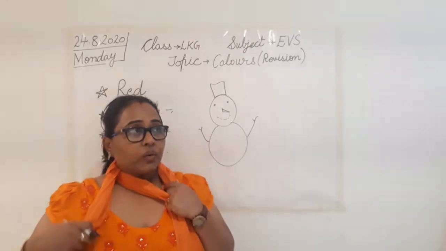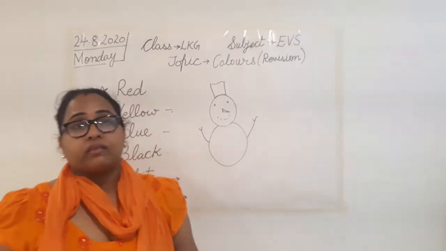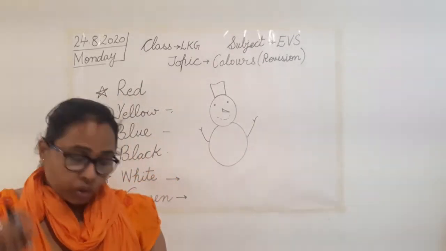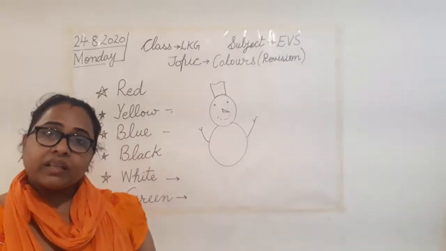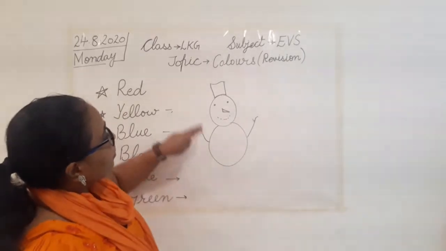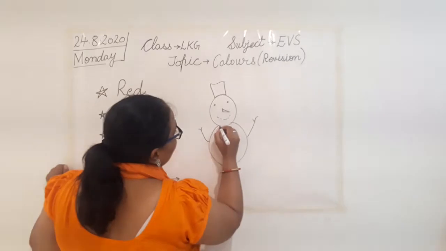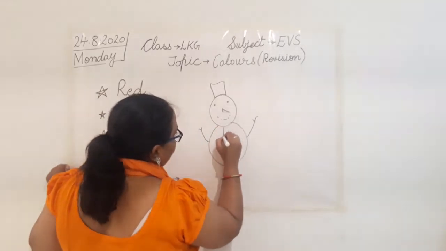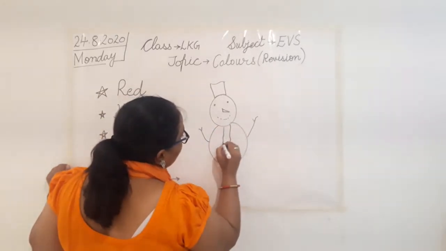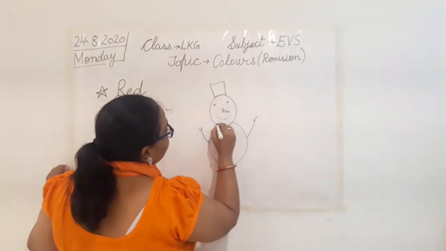So what is a twig? Twig is the dry sticks. जो टहनी टूट जाती है ना, सूखी हुई टहनी जो टूट के गिर जाती है, उसको हम twig कहते हैं. So like this, and we'll put a muffler here. Winters में mufflers पहनते हैं ना snowman. So this is that muffler.